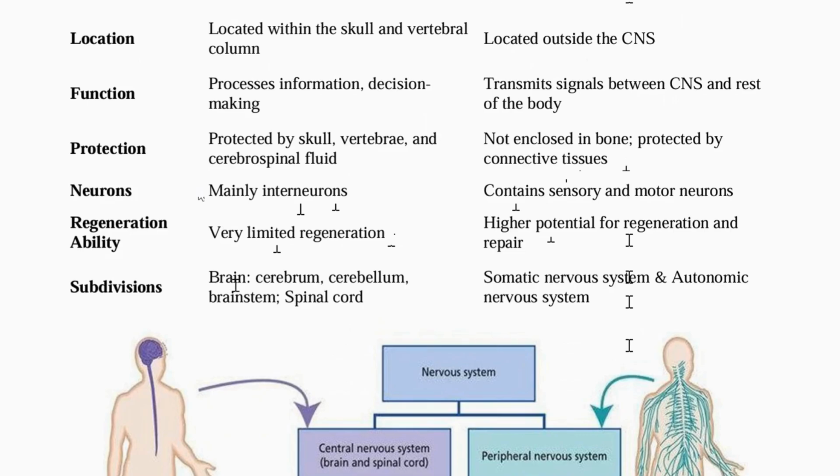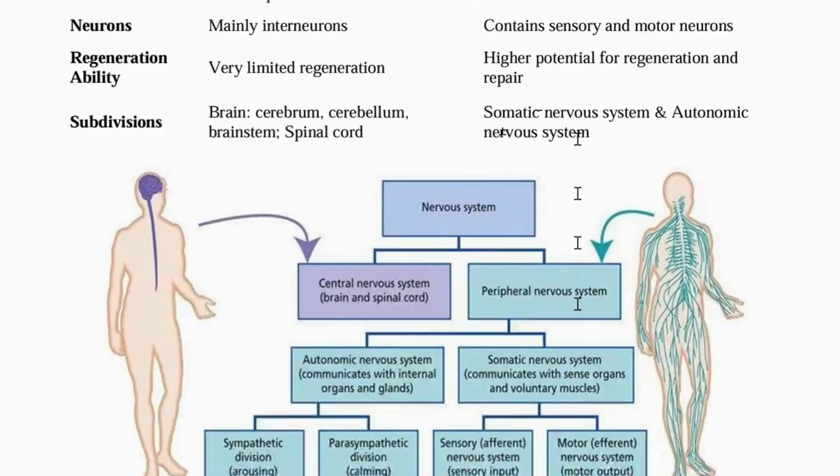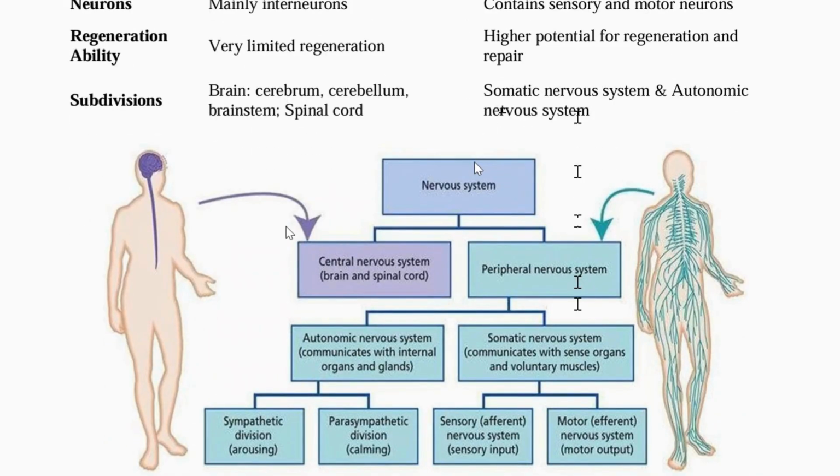Next, subdivisions. The brain is made up of the cerebrum, cerebellum, and brainstem, and the spinal cord does not have any. Here, the PNS is divided into the somatic nervous system and the autonomic nervous system. The nervous system is made up of two parts: the central nervous system, the brain and spinal cord, and the peripheral nervous system. The peripheral is again the autonomic nervous system and the somatic. What is autonomic? It communicates with the internal organs and glands. The somatic nervous system communicates with the sense organs and the voluntary muscles.